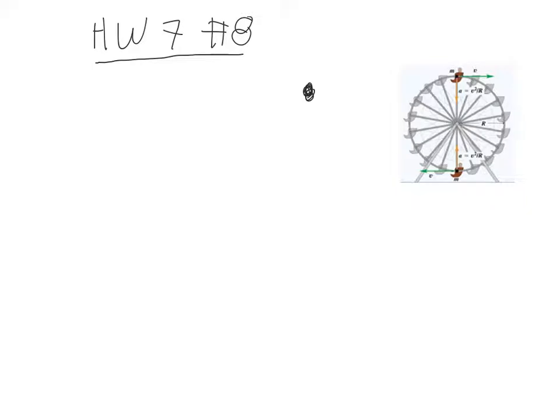Okay, so let's start at the top. At the top, what would a free body diagram look like? Well, the person has their weight going down, which, remember, is mass times gravity, and then they have the normal force going up. Okay, that's what's going on at the top.